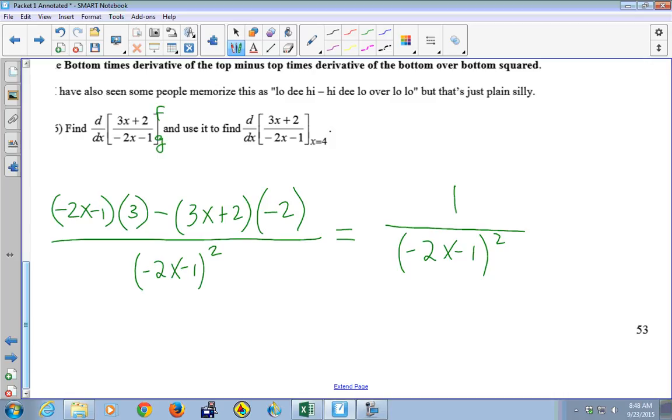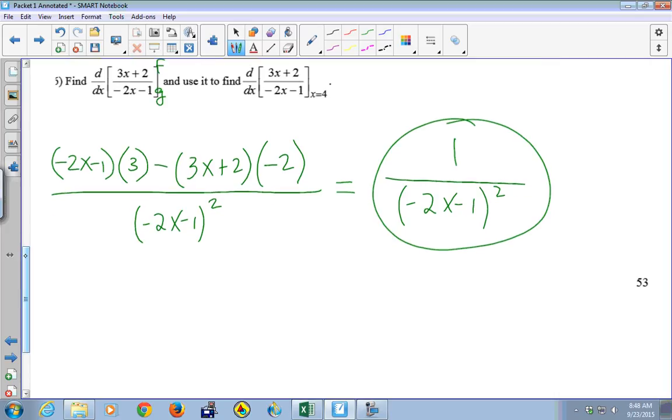That's exactly what it means, yeah. So it said first find the derivative, right? So we did that. That's the derivative. And then we want to use it to find the derivative, and this means evaluated when x equals 4, right? So now I'm going to just replace the x with a 4.